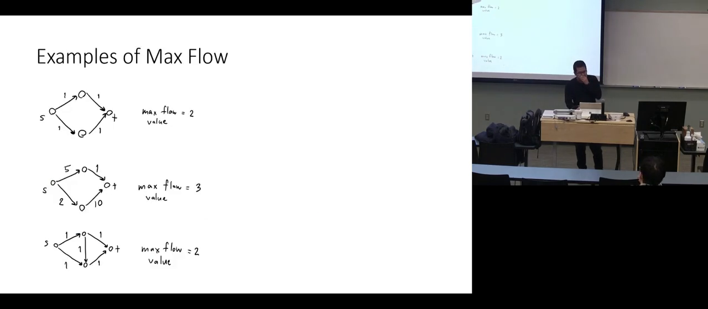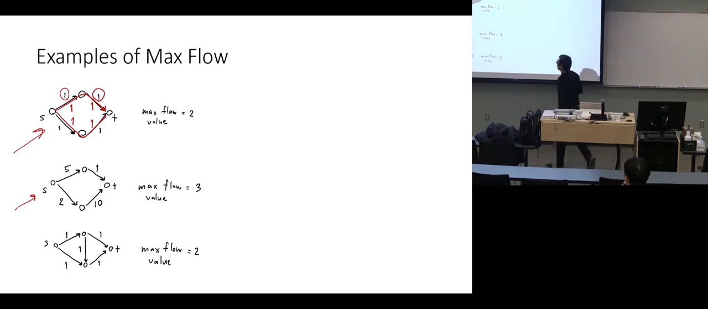Let me give some simple examples. If the graph looks like this, you can easily see that the maximum flow value is 2. You can send water this way, set this to be 1 and 1, so that it respects the capacity. How about this graph? How much flow can you send through the top part? 1, right? Because this is the bottleneck. And for the lower part, you can send 2 units of flow. So the max flow value in this graph is 3.